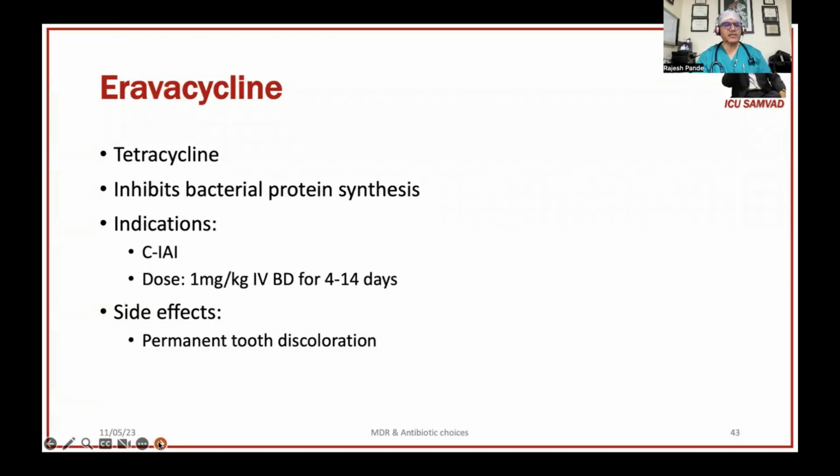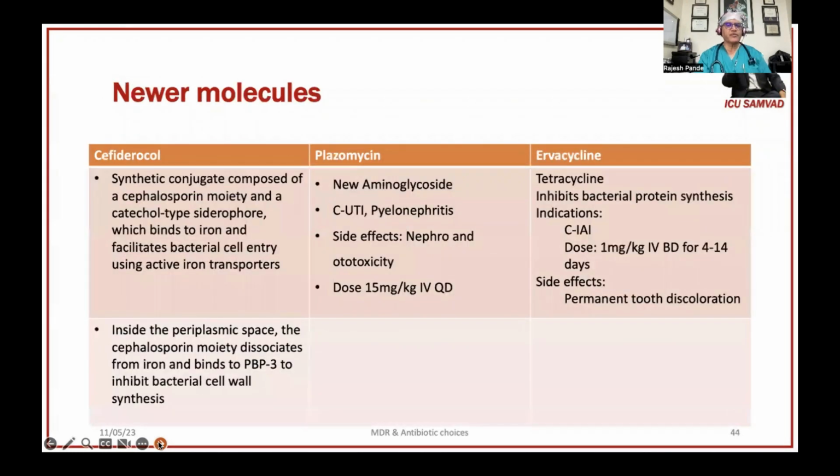Eravacycline is a tetracycline, so it inhibits bacterial protein synthesis, indicated in complicated intra-abdominal infections. Dose is 1 milligram per kg IV BD for 4 to 14 days. Side effects like other tetracyclines, important one is permanent tooth discoloration. So here you can see the various drugs which I have discussed.